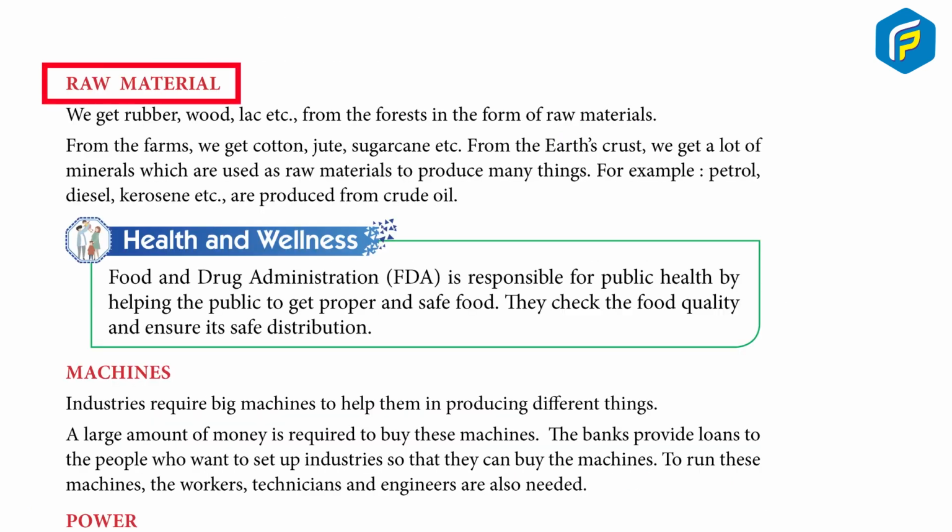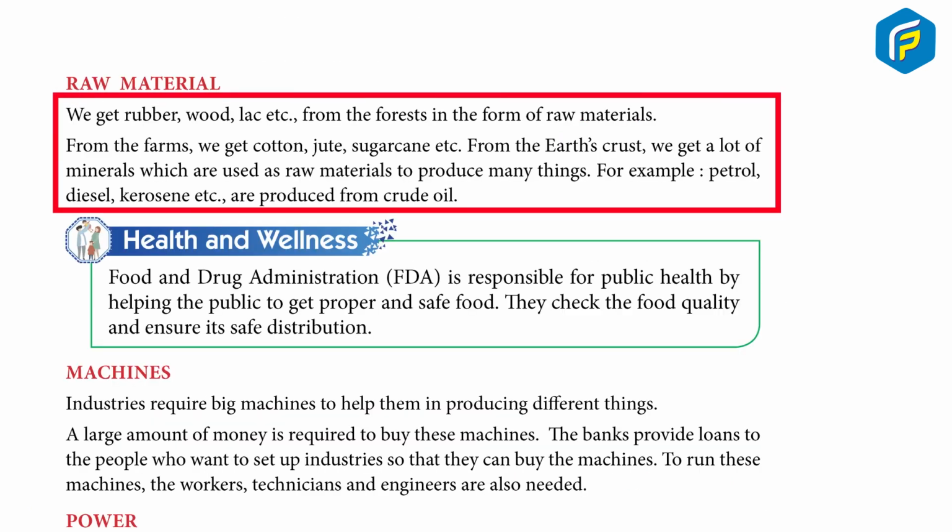Raw material. We get rubber, wood, lac, etc. from the forest in the form of raw materials. From the farms, we get cotton, jute, sugarcane, etc. From the earth's crust, we get a lot of minerals which are used as raw materials to produce many things. For example, petrol, diesel, kerosene, etc. are produced from crude oil.